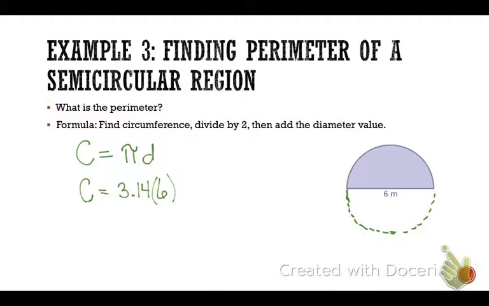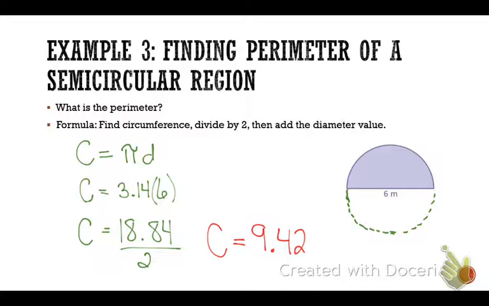And what would I get if I multiplied? You can use your calculators. 18.84. Yes, 18.84. But again, it's not an entire circle. So 18.84 is the entire circle. What do I need to do to find half of that? What do you think? Divide by 2. Dividing by 2 gives me 9.42.